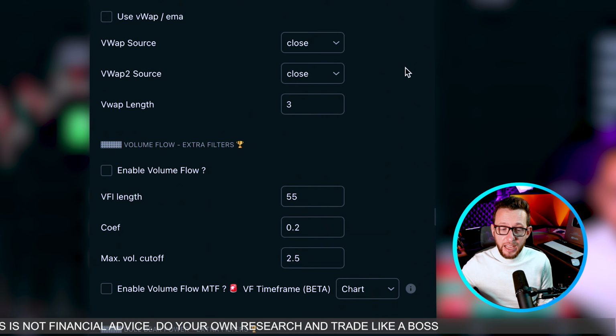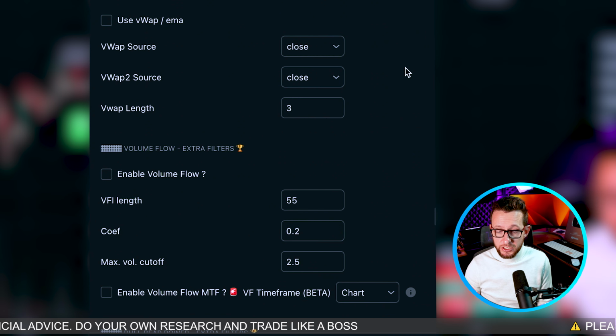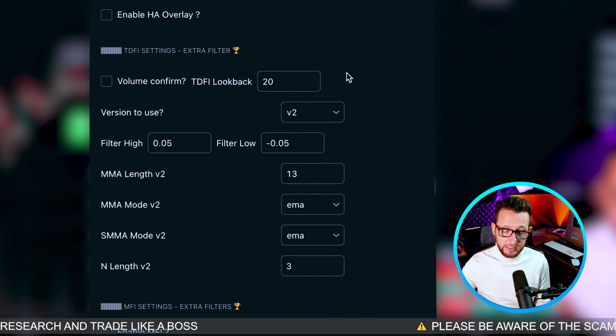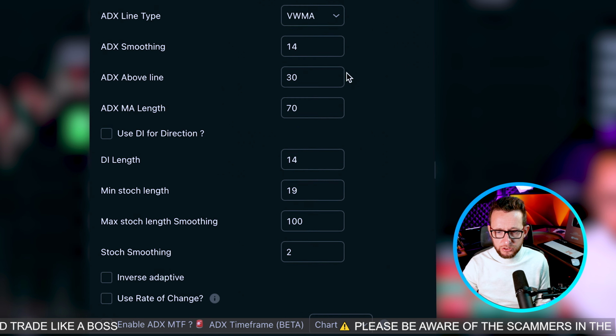So yeah, you can actually make this a lot better. You can change the algorithm by just changing things around here. Like I said, you can add this to your TradingView down in the description below.